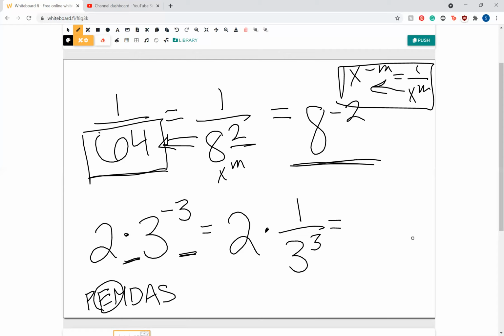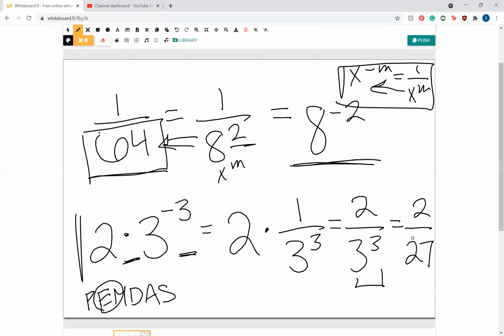All right, so my next step, if I was going through this, would be to go, okay, I have a 2 multiplied by a fraction, so I'm going to go ahead and just turn this into one fraction here. So I multiply across, and I have 2 over 3 to the third. And then my last step to simplify would be to calculate this exponent. So 3 times 3 is 9, and then 9 times 3 is 27. So we found that 2 times 3 to the negative 3 is equal to 2 over 27.